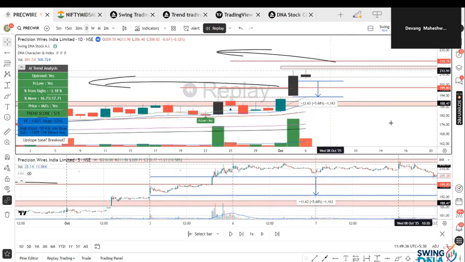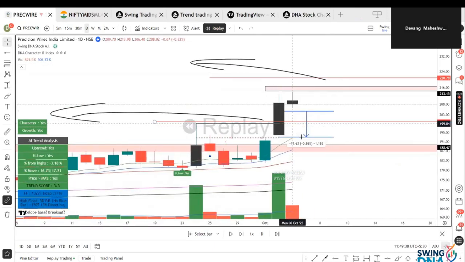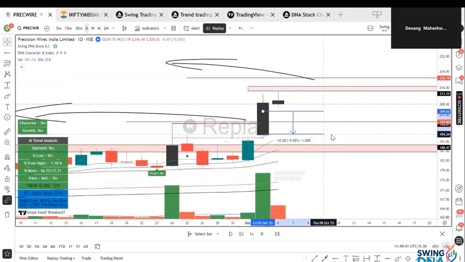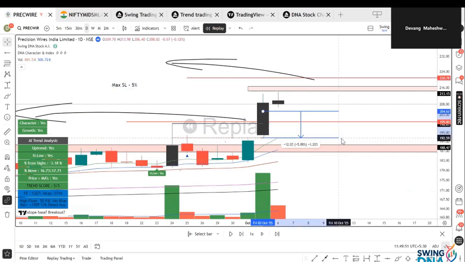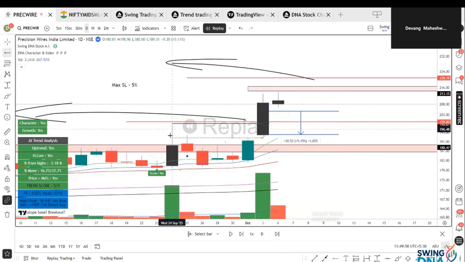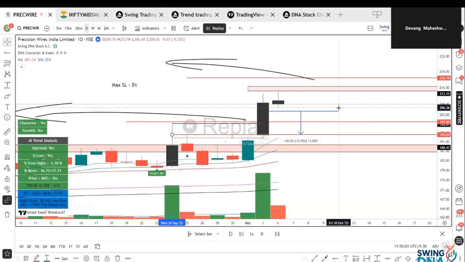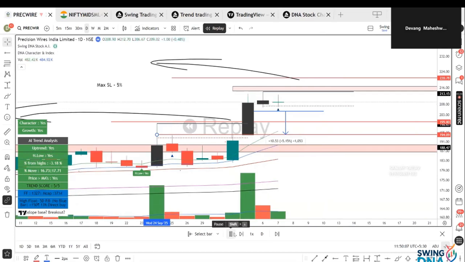So here, let's see what happened. My max stop loss will always be 5%. Max stop loss is always 5%. If it's coming to 5.7% or 5.8% from entry, I'll just stop at 5%. Okay, so I'll make my line up here.